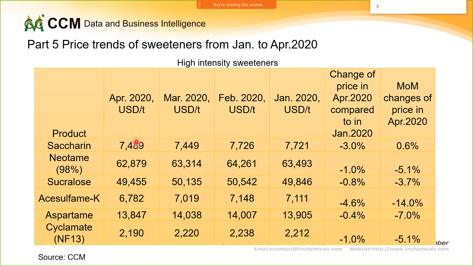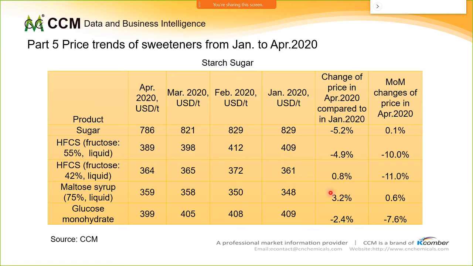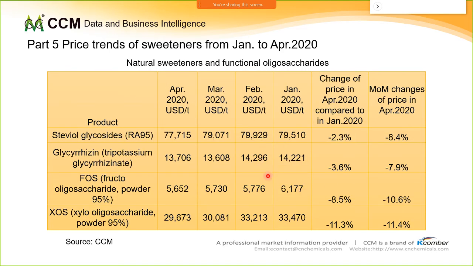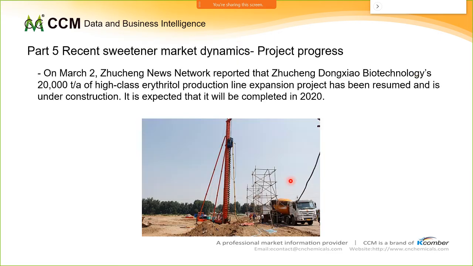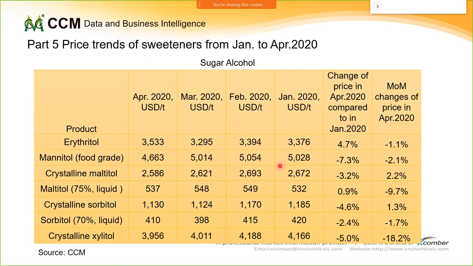Let's go into the next part, price change of sweeteners from January to April 2020. We can see from all these tables that no matter whether it's high-intensity sweeteners, sugar alcohol, starch sugar, or natural sweeteners, they all have similar price changes. Compared with January, the export price of sweeteners fell in April. In February, when the epidemic became severe, the export price of sweeteners generally showed a slight increase. In March, the epidemic situation was gradually controlled, and production resumed, and the export price of sweeteners began to fall. And with weak demand, the overall export price of sweeteners continued to decline in April.